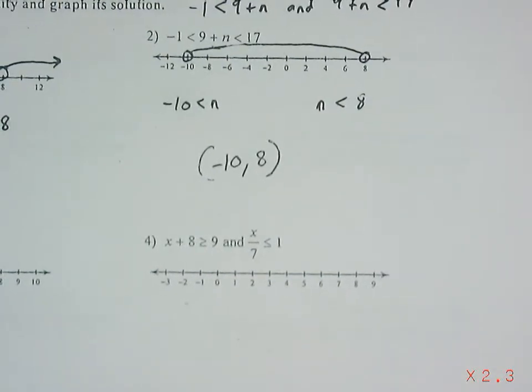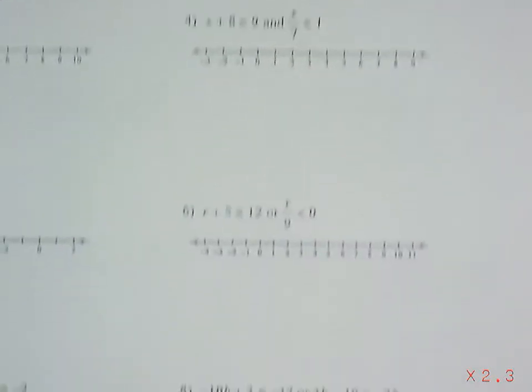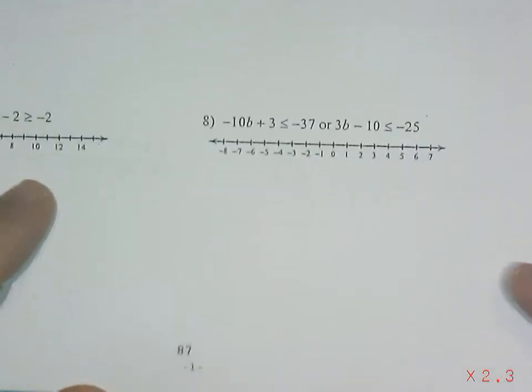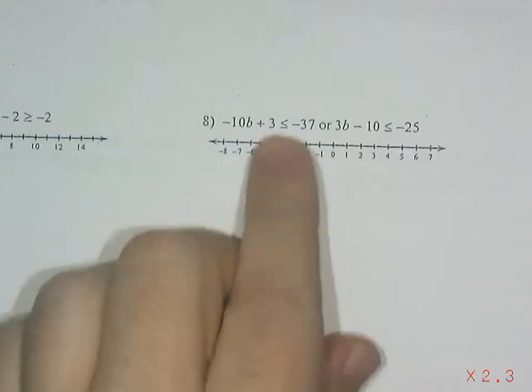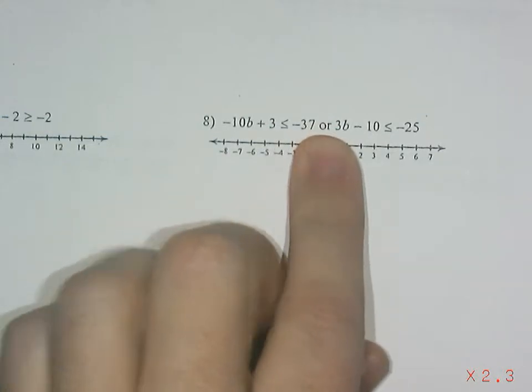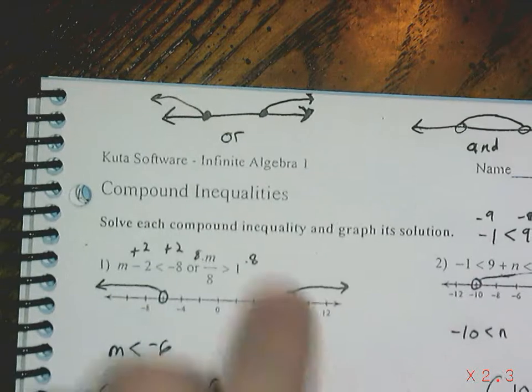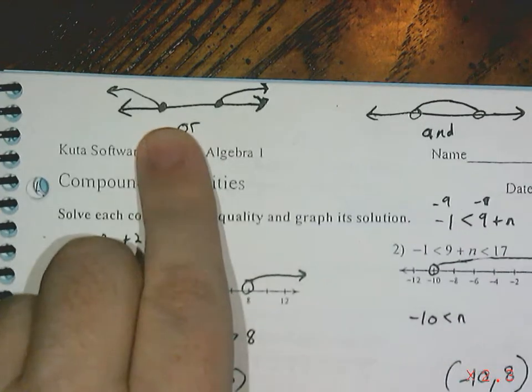So let's look at another one. Let's do one a little bit more advanced. So let's come down here to number 8. And first of all, this is an OR. So what should it look like when it's done? It should look like this, right?